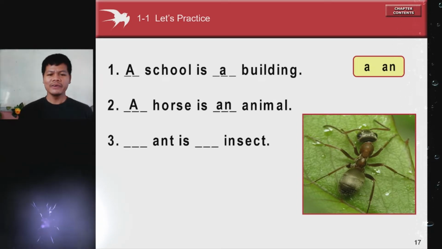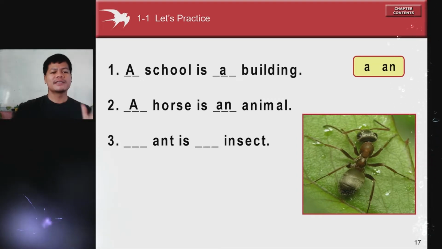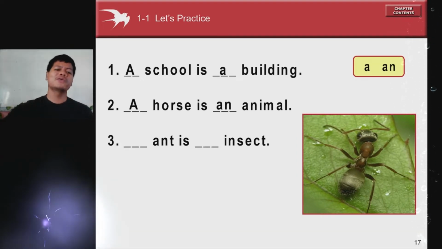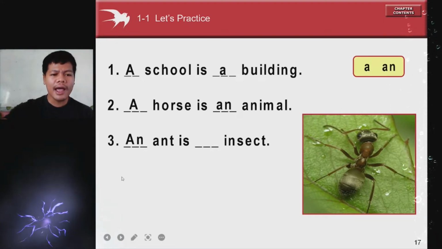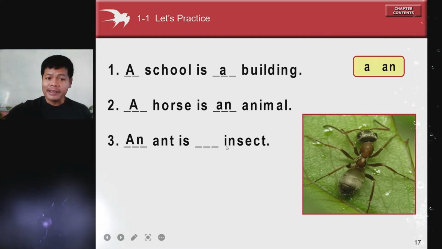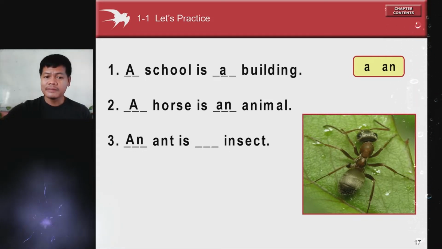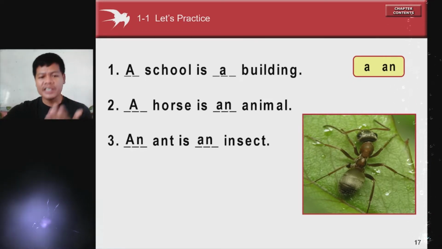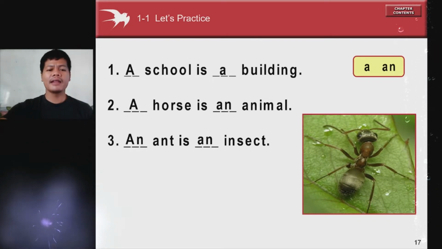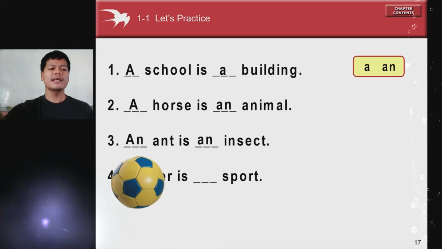Do you know? An E is a vowel, so we use an, an I in front of I, an insect. Okay, very good. An insect. Okay.